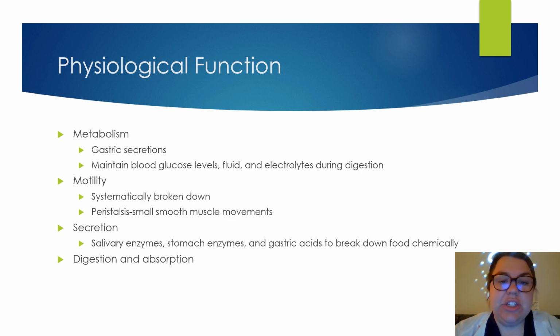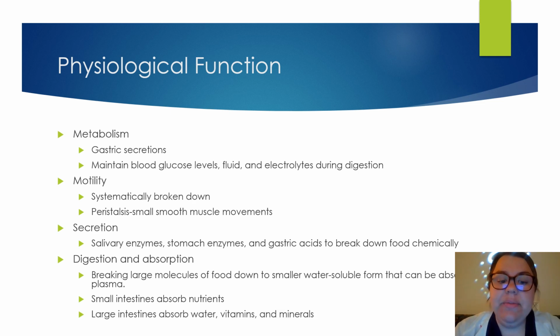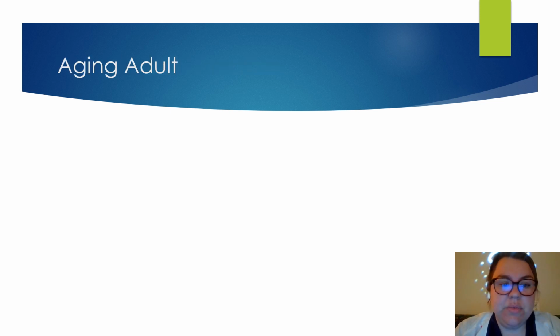Then there's digestion and absorption. So breaking large molecules of food down to smaller water-soluble form that it can be absorbed by the blood plasma. The small intestines, they absorb nutrients, okay? Large intestines, they absorb water, vitamins, and minerals.